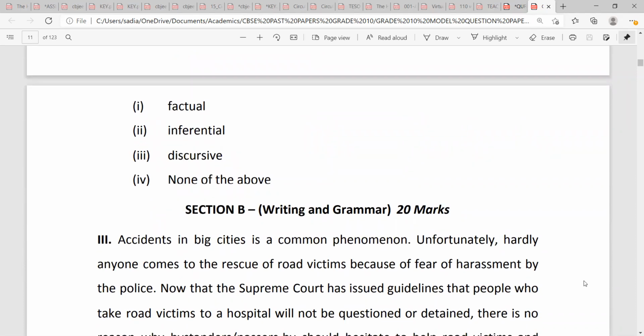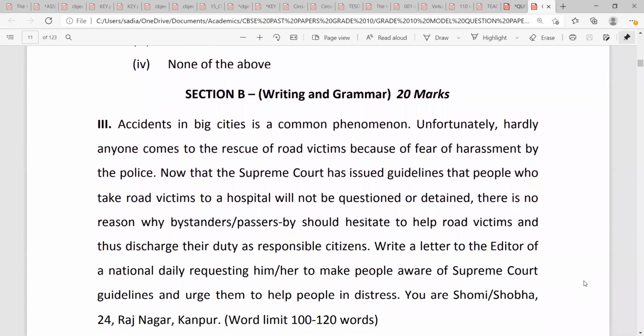Usually after the reading, MCQ based literature questions are given, but over here in the sample paper, we have the writing section and the grammar. Read the question, the situation is given, and you're expected to write a letter to the editor. You need to adhere to the word limit of 100 to 120 words.